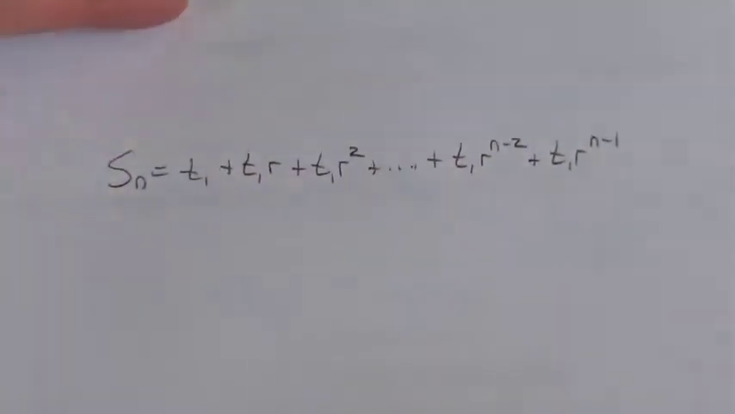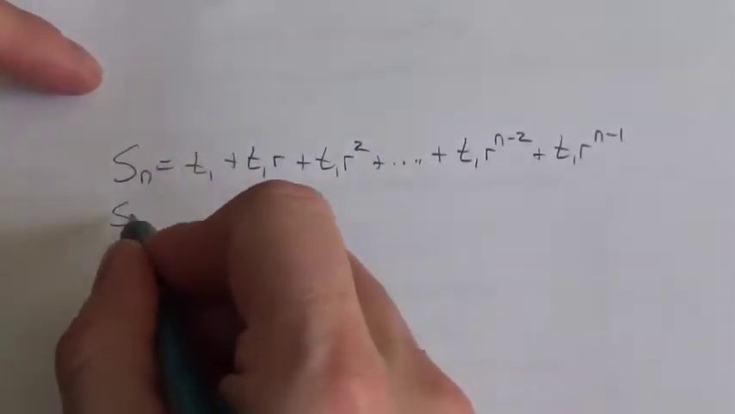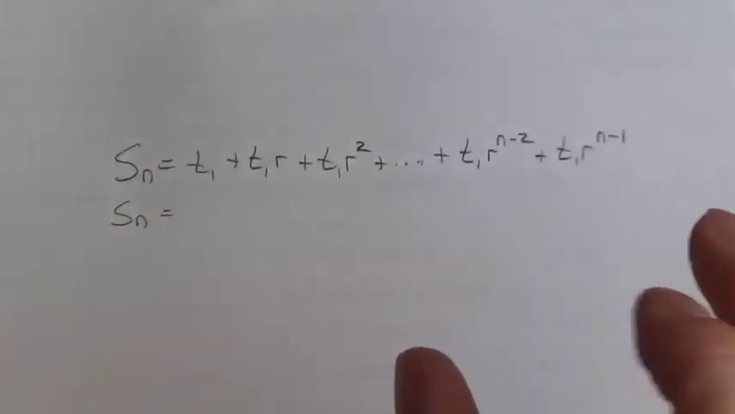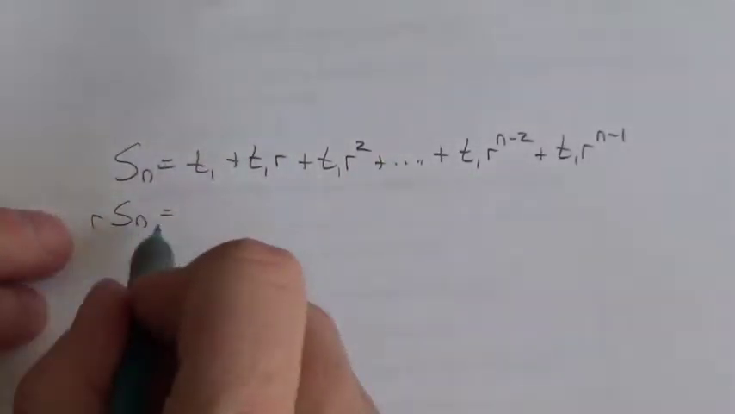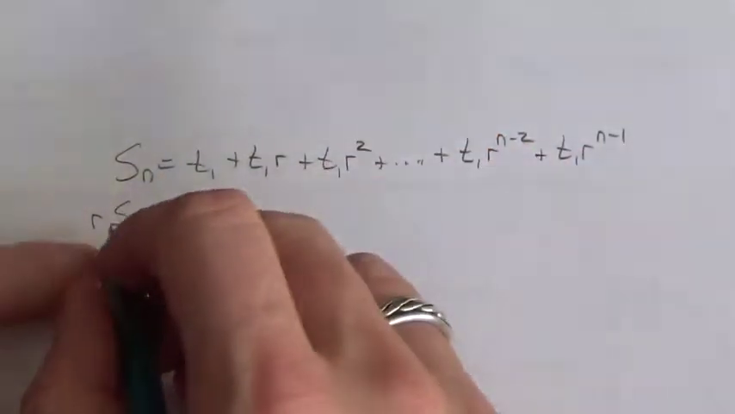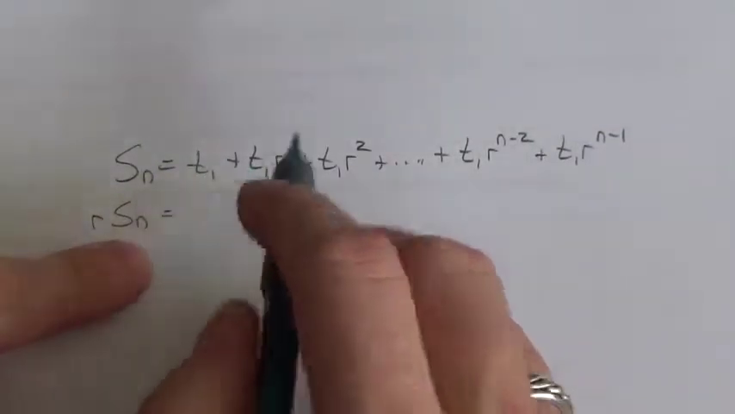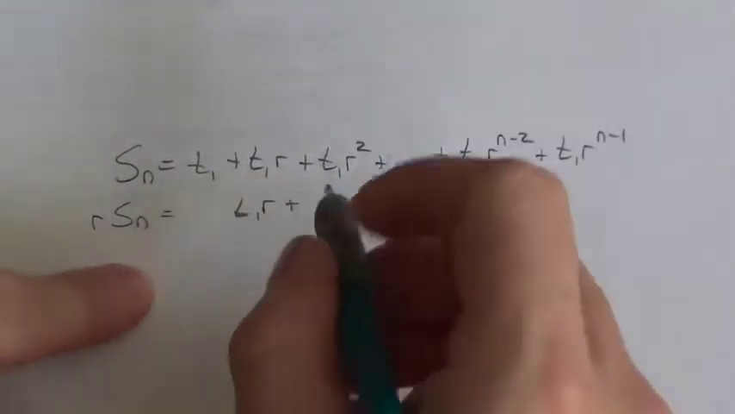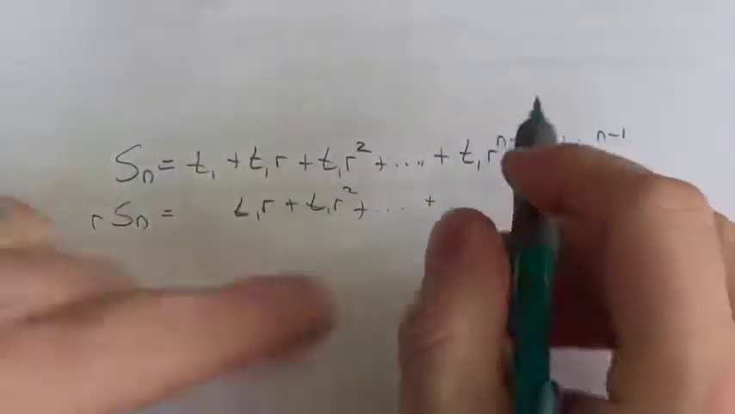Now, what we're going to do, similar to what Gauss did, or again, who we think did this, is write out this entire sequence again, but the twist is that this time I'm going to multiply every one of those terms by r. Now, watch what that does here. That takes this t1 term and makes it t1r. t1r becomes t1r squared. And that's going to happen all the way up here.